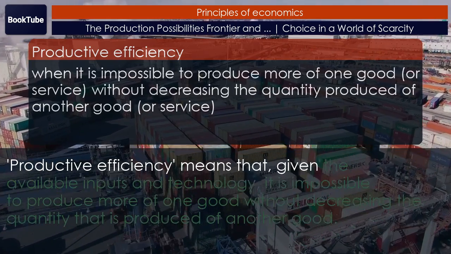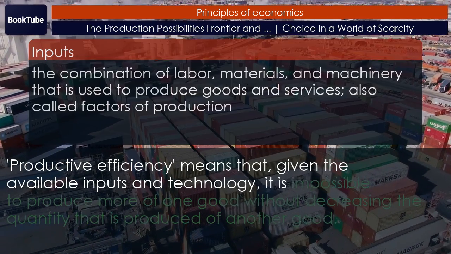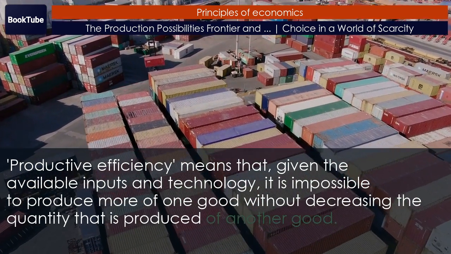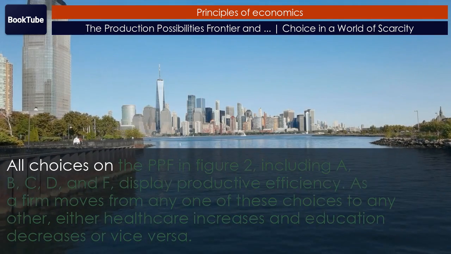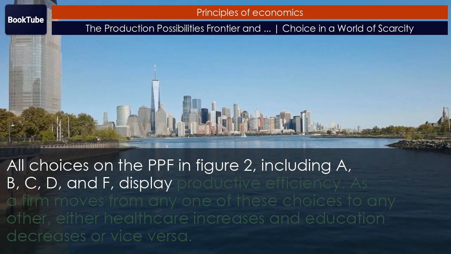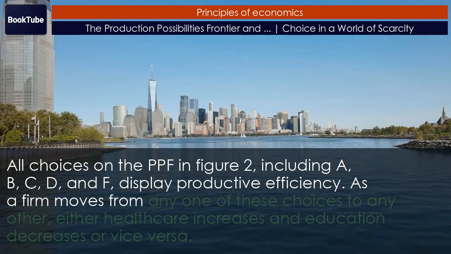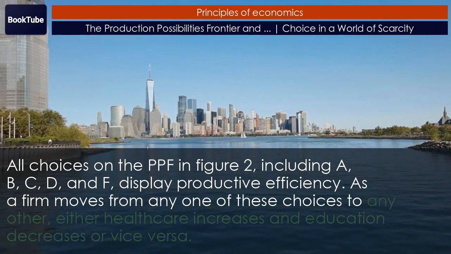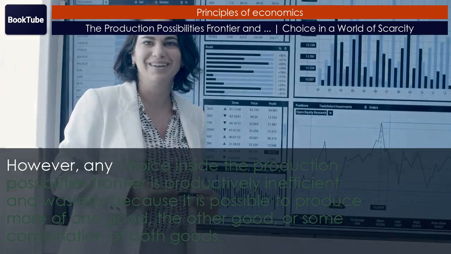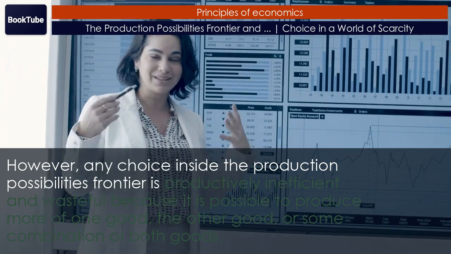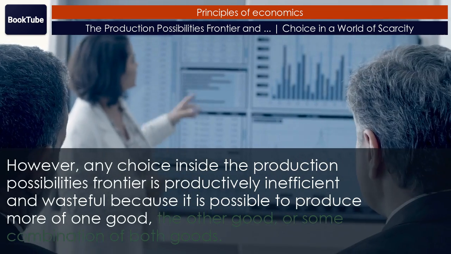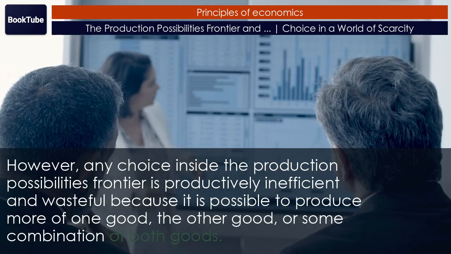Productive efficiency means that, given the available inputs and technology, it is impossible to produce more of one good without decreasing the quantity that is produced of another good. All choices on the PPF in Figure 2, including A, B, C, D, and F, display productive efficiency. As a firm moves from any one of these choices to any other, either healthcare increases and education decreases or vice versa. However, any choice inside the production possibilities frontier is productively inefficient and wasteful, because it is possible to produce more of one good, the other good, or some combination of both goods.